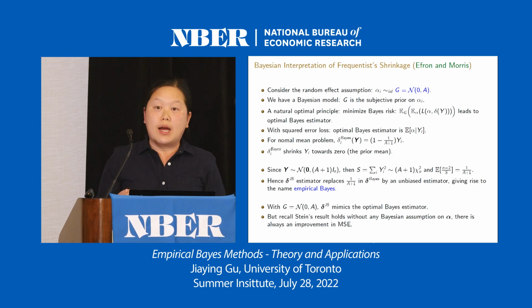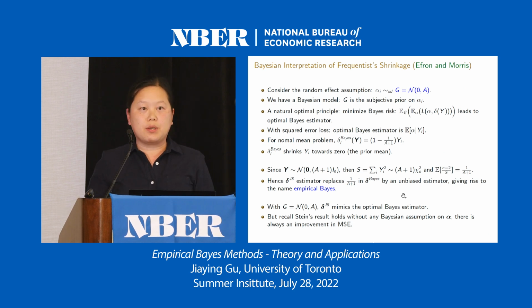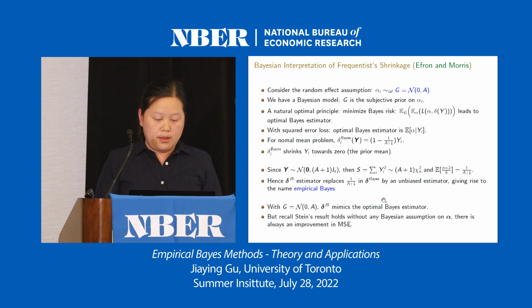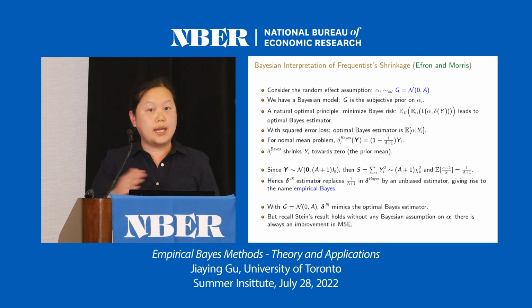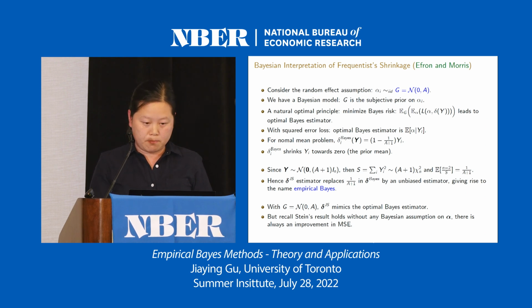And this gives rise to the name empirical Bayes, because we are estimating some unknown quantity in the prior. So when the prior is normal, the James-Stein estimator is mimicking the optimal Bayes estimator. But recall, Stein's result holds without any Bayesian assumption on the vector of alpha. Any vector of alpha would have improvement in terms of mean squared error.